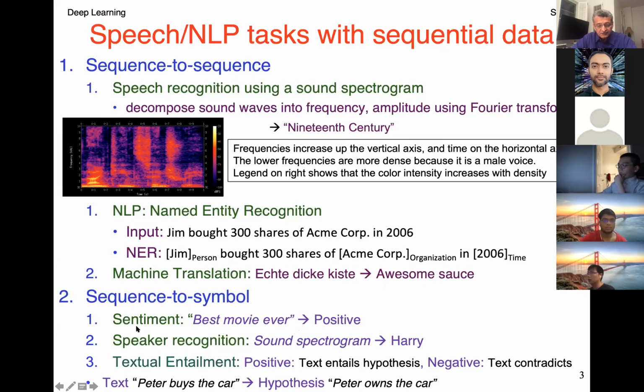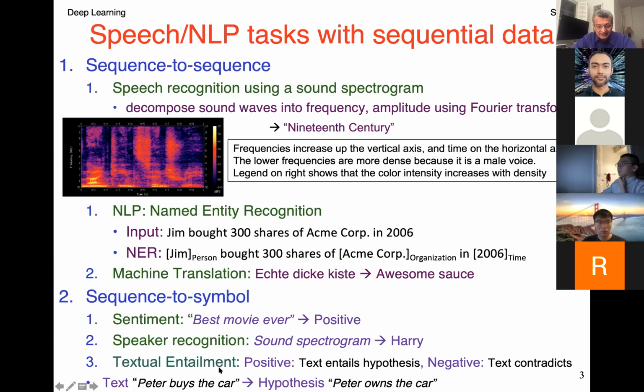Another example of sequence to symbol is speaker recognition, where you take a sound spectrogram like we just saw here, and you would not be interested in saying what is being said, like this said 19th century. Instead, you're recognizing who's the speaker, right? Can you recognize the voice of the person? That again is sequence to symbol.